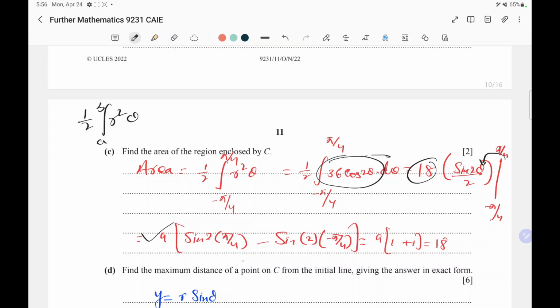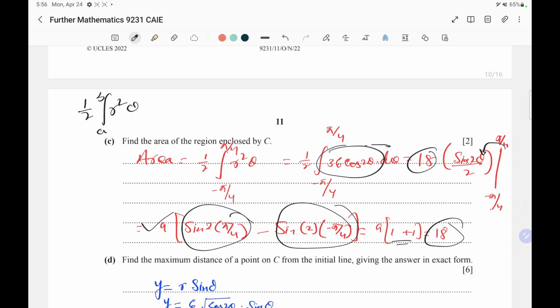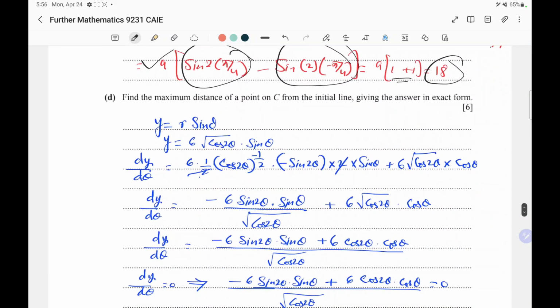So sine of twice pi by 4, minus sine of twice minus pi by 4. This is 1, this is minus 1, but with the extra minus, so plus 1. Answer is 9 times 2, 18. Find the maximum distance of C from the initial line.